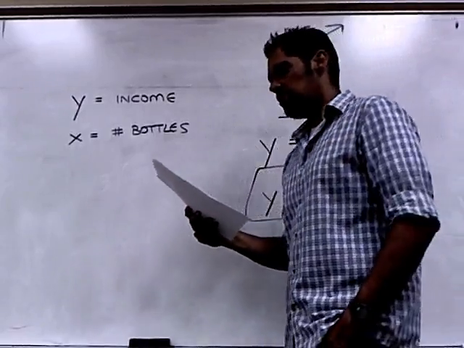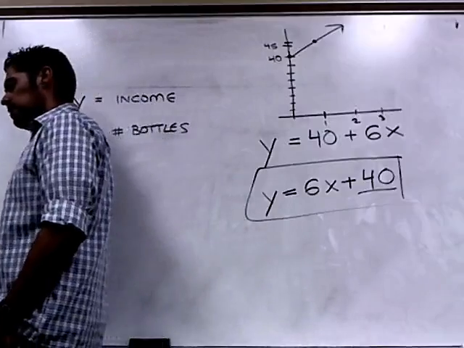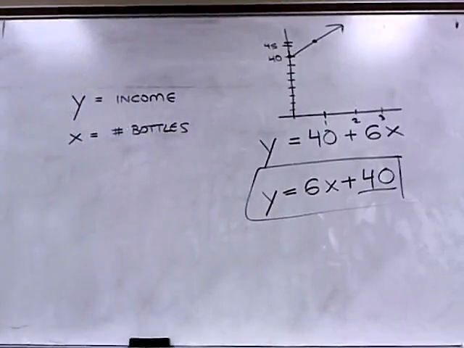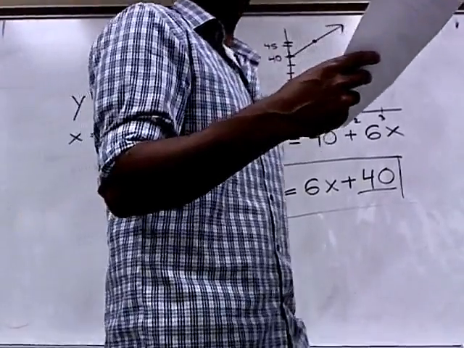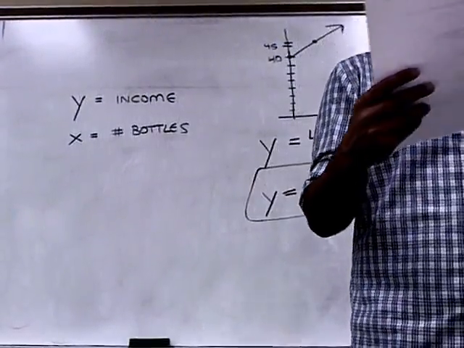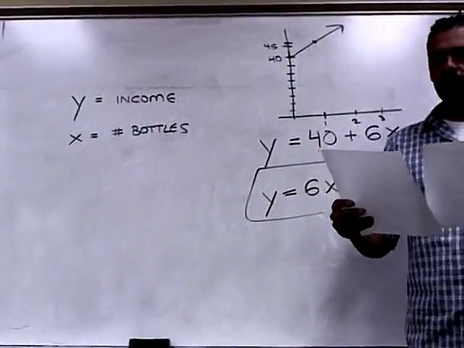Number 10, which of these are functions? Can you tell me which of those is not a function? A, right? It fails the vertical line test. B, C, and D are all functions. Can you tell what the domains and ranges are? Okay.